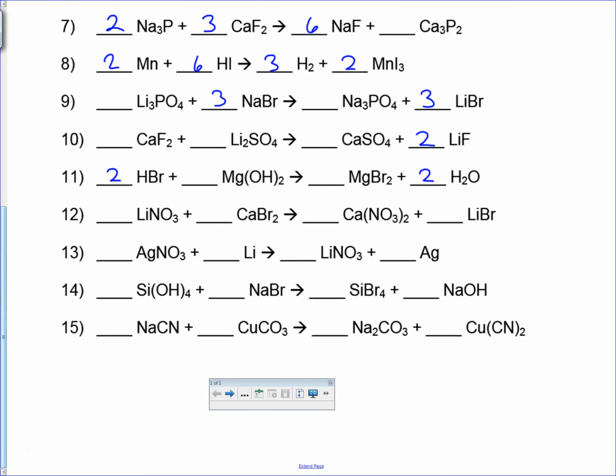Number 12, starting here with lithiums, looks like there's 1 on both sides, so that's no problem. NO3s, though, we need to put a 2 here because there's 2 NO3s on the right. That screwed up the lithium, so we've got to put a 2 here. Now we're looking at calcium, 1 on both sides. Bromines, 2 on both sides. Looks like we're good. Number 13, if you count them up, you should see that we're already balanced here.